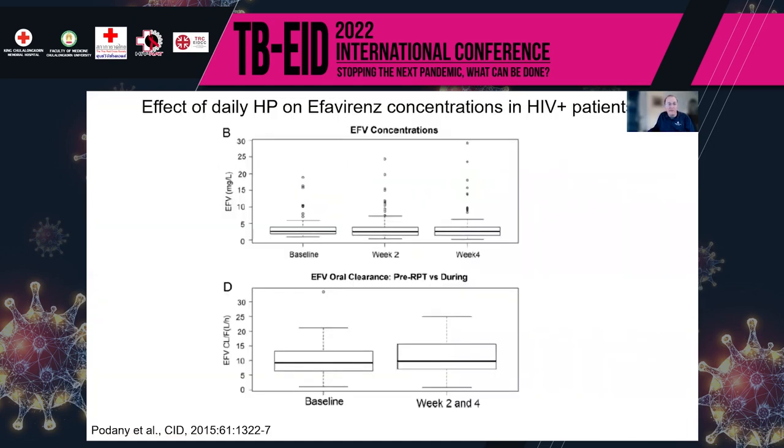What about giving 1HP with antiretroviral drugs? Well, we showed that co-administration of 1HP with efavirenz did not affect the trough concentrations of efavirenz and didn't affect the clearance of efavirenz. So efavirenz can be given with 3HP, 1HP rather, without dose adjustment.